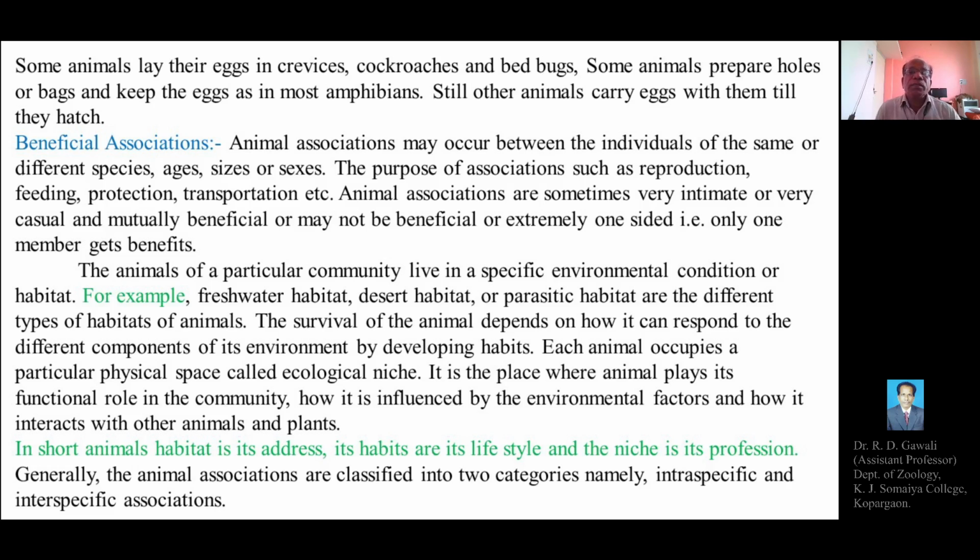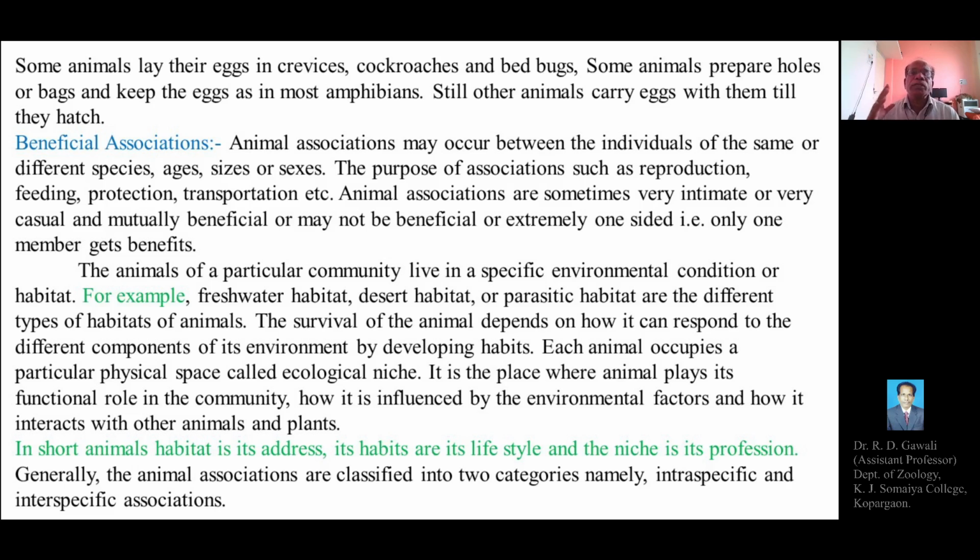The purposes of associations are such as reproduction, feeding, protection, transportation, etc. Means these are some types of requirements or the needs of the different organisms, which could be satisfied from one another. Animal associations are sometimes very intimate or close or very casual, or mutually beneficial, means both the partners of the association will help each other, that is a mutual transfer or exchange of the needs. Or they may not be beneficial or extremely one-sided, that is only one organism will get its benefit and the other will get harm, that is only one member getting the benefit, that is a parasite.